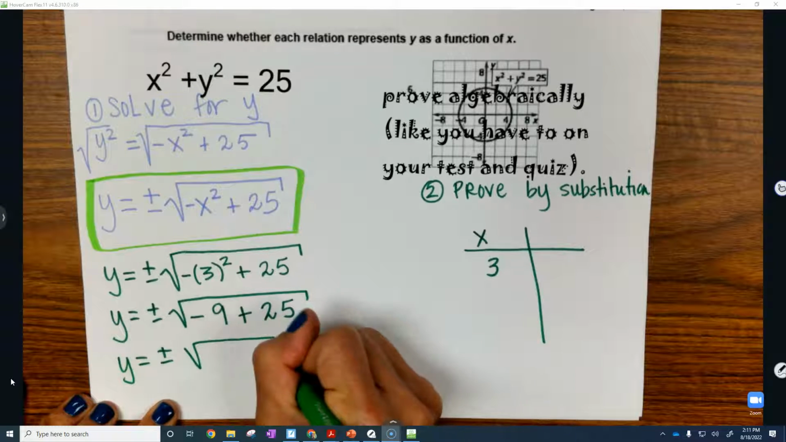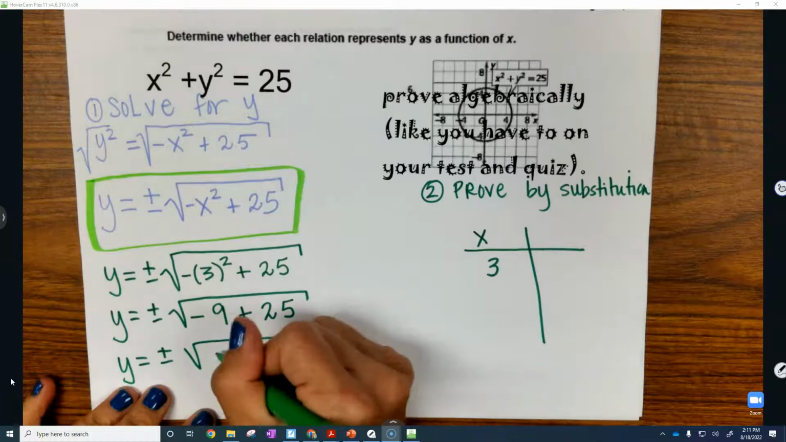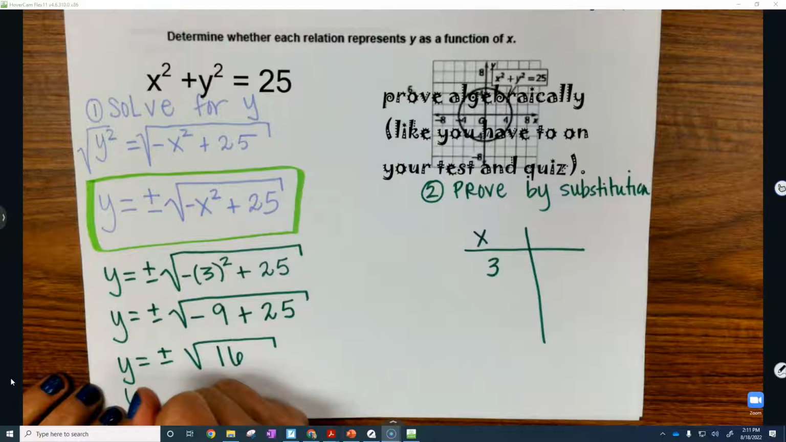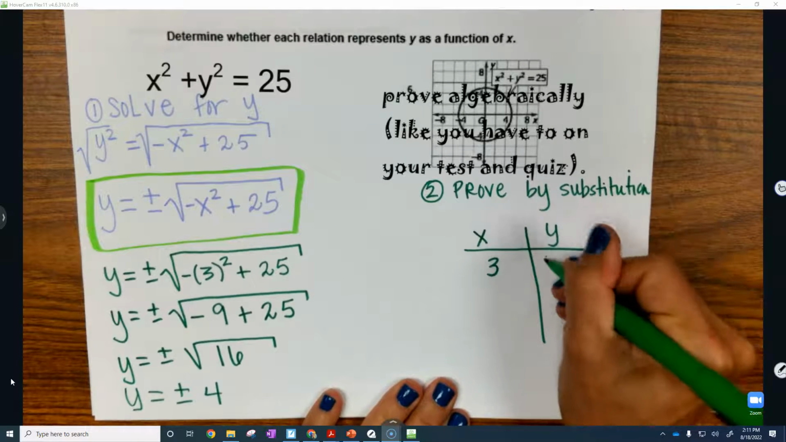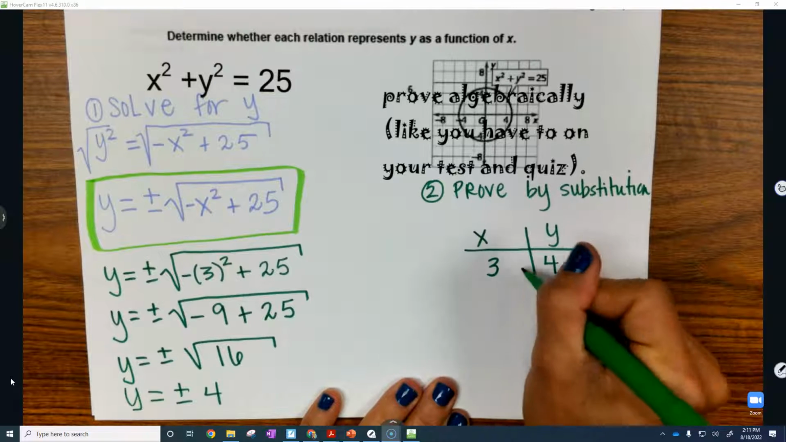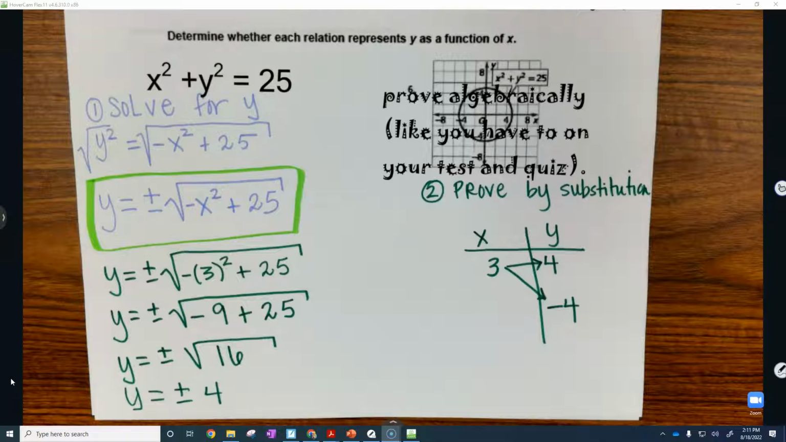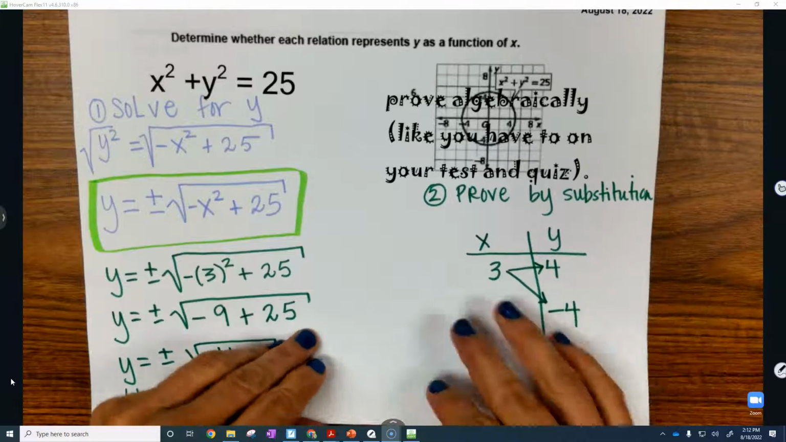What's negative 9 plus 25? 16. It is a 16. Y'all, 16 is a perfect square. What times itself makes 16? 4. Not just 4, and a minus 4. Remember, a negative times a negative is still a positive. So your output is a positive 4 and also a negative 4. Look, 1 input, 2 different outputs. So it is not a function, and you've proved it algebraically.